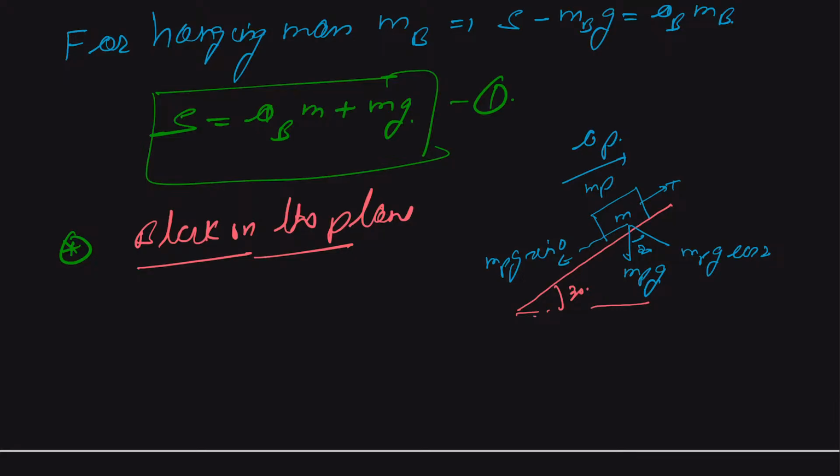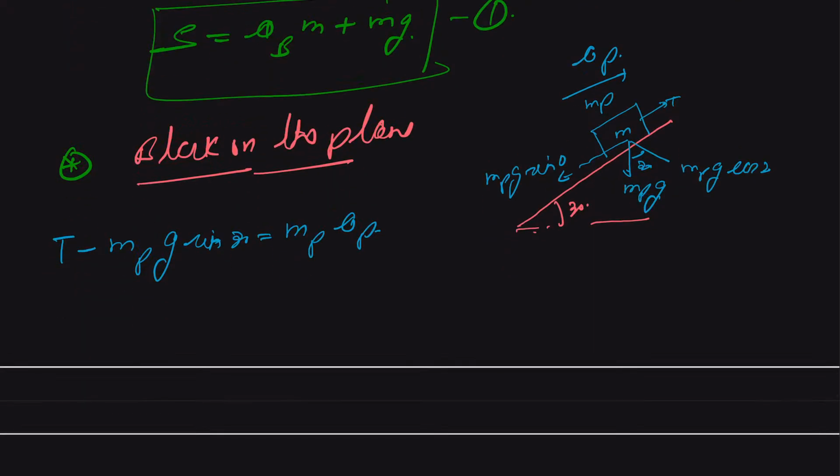Therefore we can write the equation, and that equation will be our tension T minus M of P g sin 30 degrees is equal to our M of P multiplied by A of P, and M of P is nothing but our M. Therefore we can write our tension T minus our M g divided by 2 is equal to M A of P. Okay, so this is our equation number 2.